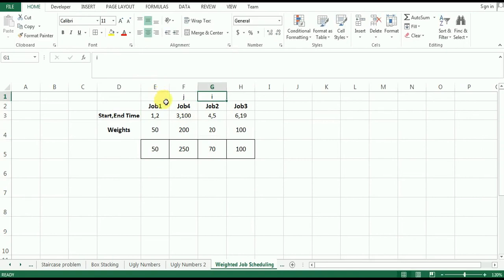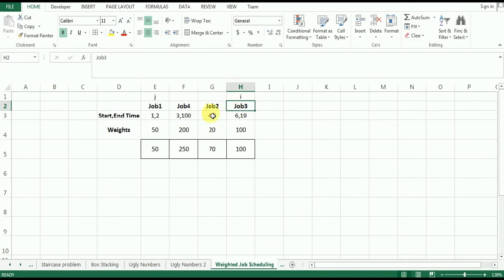Do these two jobs overlap? Yes, they overlap because the range is big, 3 to 100, and 4 to 5 already fall in this range. Job 2 already falls in the time range of job 4, hence they are overlapping. So this iteration won't be considered. J goes back to its base position and I moves one cell to the right. This is our last job.